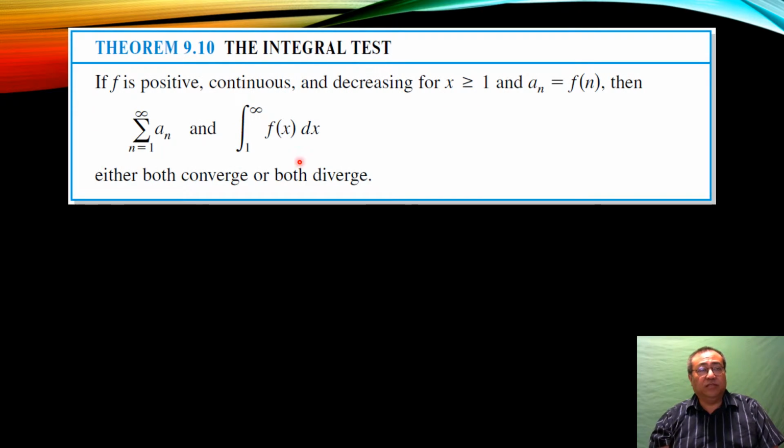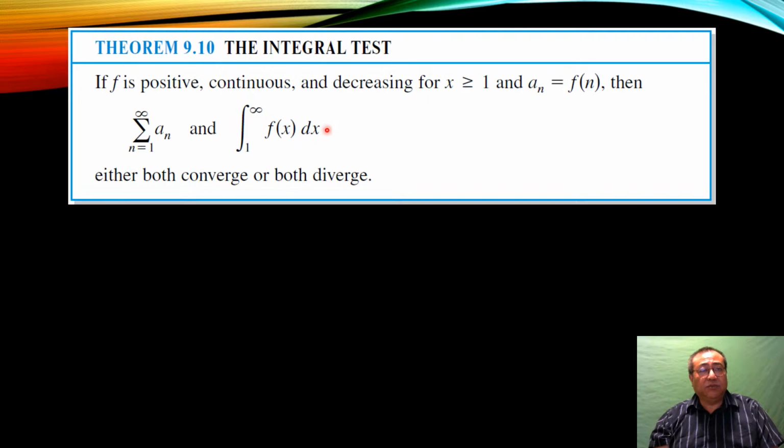So this is the integral test. Basically, what they've done here is they've taken the sequence, written it as a function, and then done an improper integral from 1 to infinity. As long as the function is continuous, positive, and decreasing, this works. So a function that hops back and forth between positive and negative will not work using the integral test.